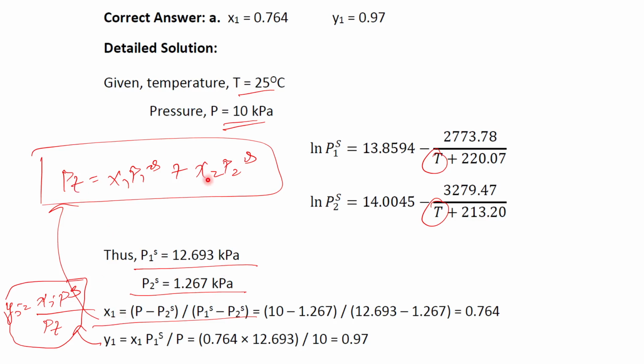Since we don't know x1 and x2, what we have done here is we replace x2 as 1 minus x1, because x1 plus x2 equals 1. This entire equation can then be written in terms of x1 as total pressure minus P2 sat, divided by P1 sat minus P2 sat. Put all the values and find the value of x1. Now use Raoult's law for component 1, that is phi1 is equal to x1 P1 sat divided by total pressure, and find out the value of phi1.